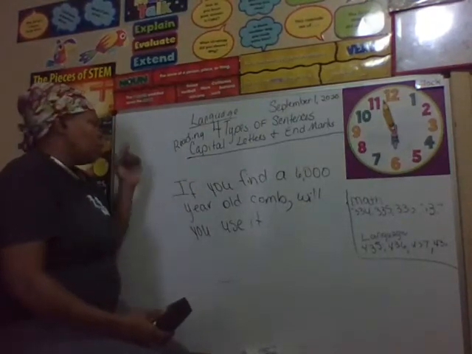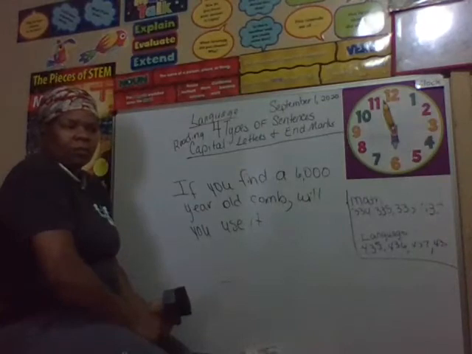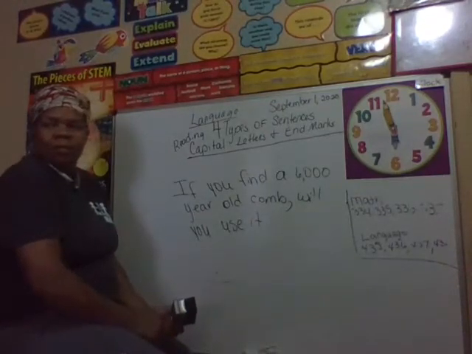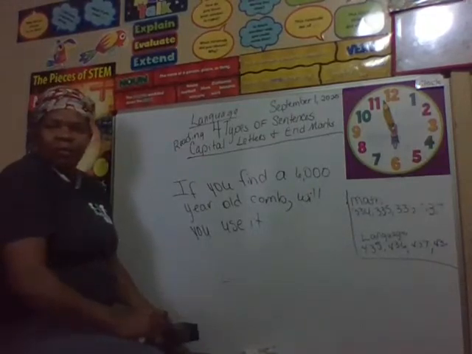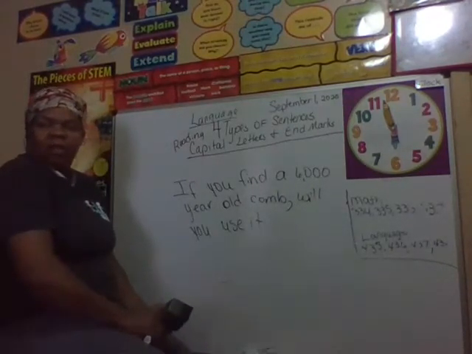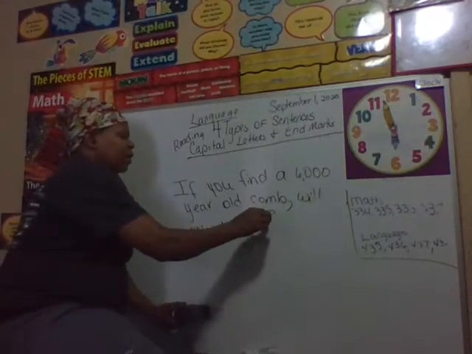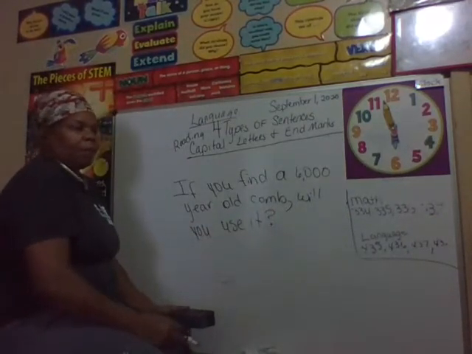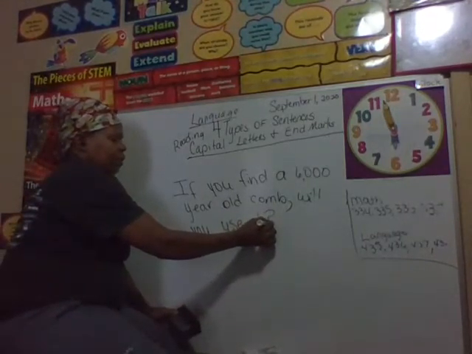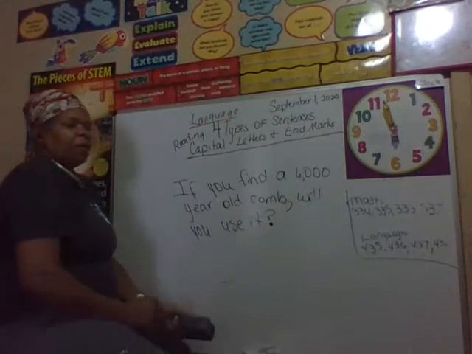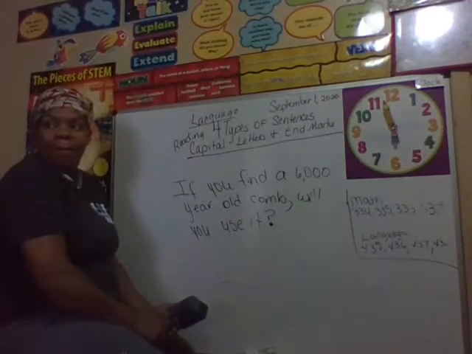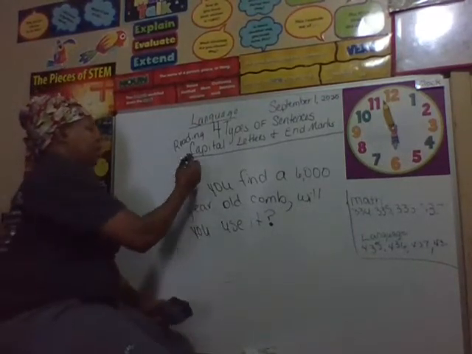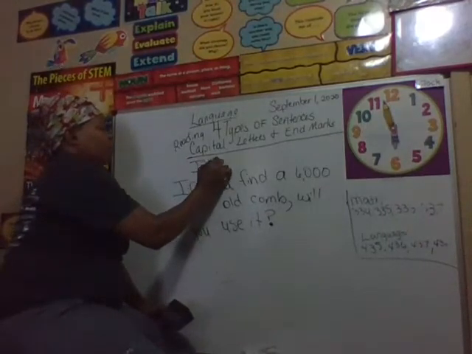If it's asking me a question, what kind of sentence is it? It's a declarative. No, it's giving information. If you find a 6,000-year-old comb, will you use it? Oh, that's a question. It'll be a question mark. So what kind of sentence uses a question mark? Interrogative. Very good. Interrogative.